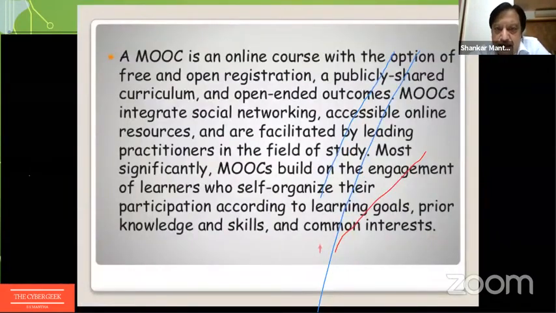So this, like we've been saying, MOOC is any online course. And it builds on the engagement of learners who self-organize. This is extremely important because MOOCs do not have a face-to-face connect. So therefore, it has to build on the engagement of learners. The learners must be extremely motivated and self-organized. If the learner is not organized, if the learner is not disciplined, then no learning happens. Maybe that's true for a student in the classroom as well.